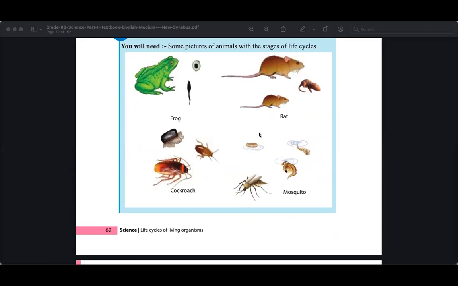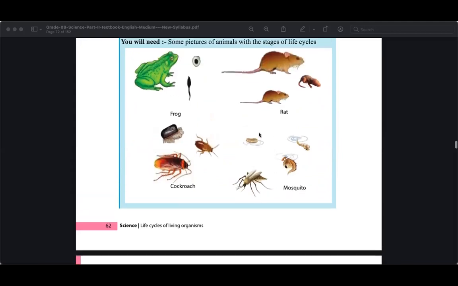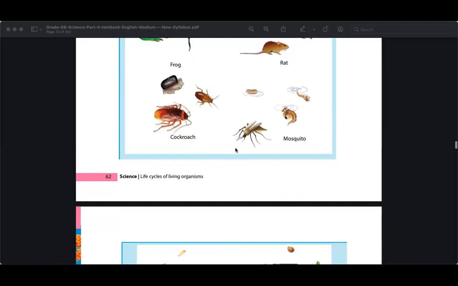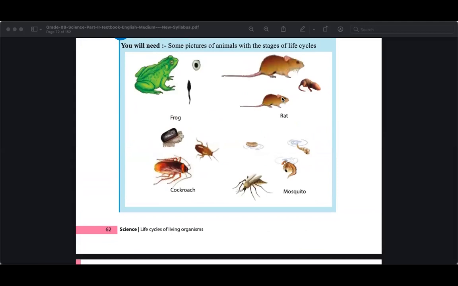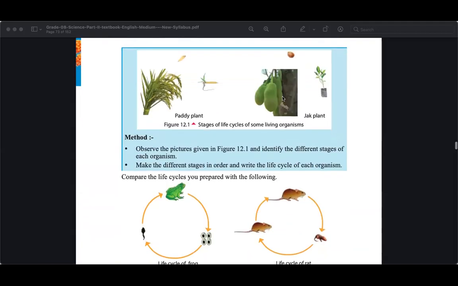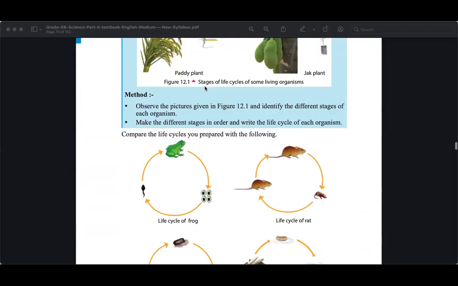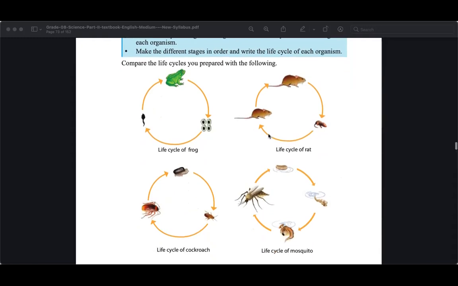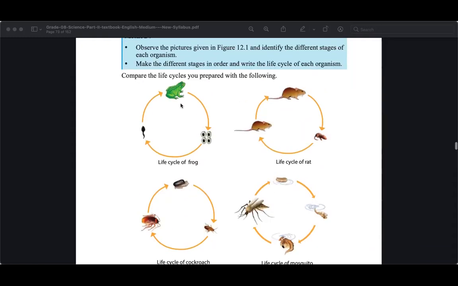Here you can see clearly identified stages: frog, rat, cockroach, and mosquito. They have different stages, and we are going to analyze their life cycles under this lesson. And also the plants. Plants also have a life cycle, not just the animals, and also microorganisms. Only thing is, those are not really visible to us because the organisms are micro level. Okay, so this is very easy.